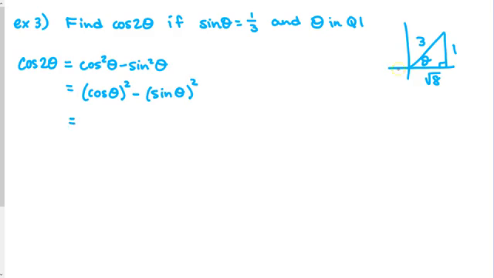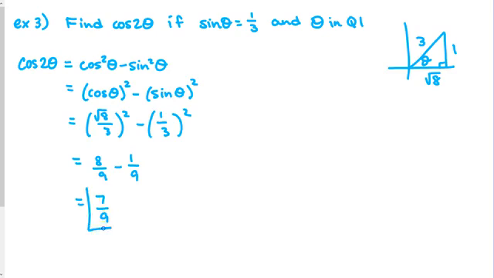So looking at our reference triangle, cosine theta is square root 8 over 3. We're going to take that and square it, and sine theta is 1 over 3. We're going to take that and square it. Squaring the first one gives us 8/9. Squaring the second one gives us 1/9. So then we subtract and our answer is 7/9.